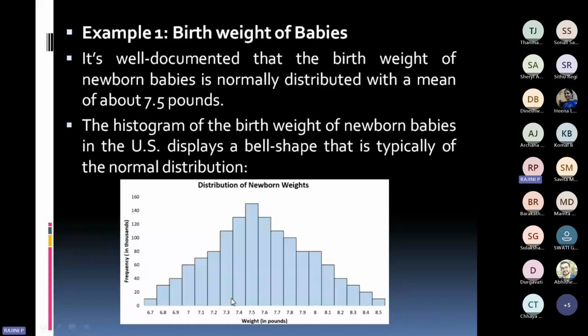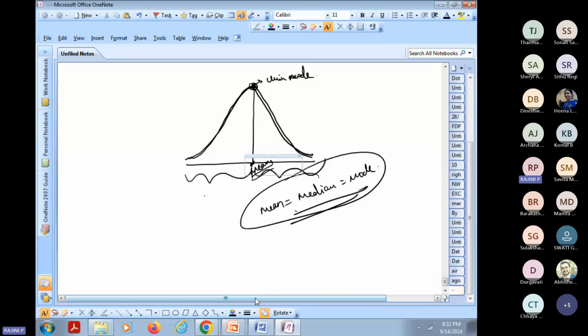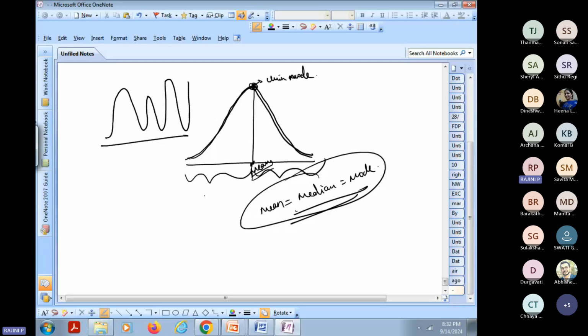I checked and drew a graph, and through this graph I will check. Here I have only one peak. One peak means only one height. For example, if you are plotting and you get a shape like this, it is not a normal distribution, because here you have one peak, here another peak, here another peak, and here another peak. So it is not a normal distribution. Clear?